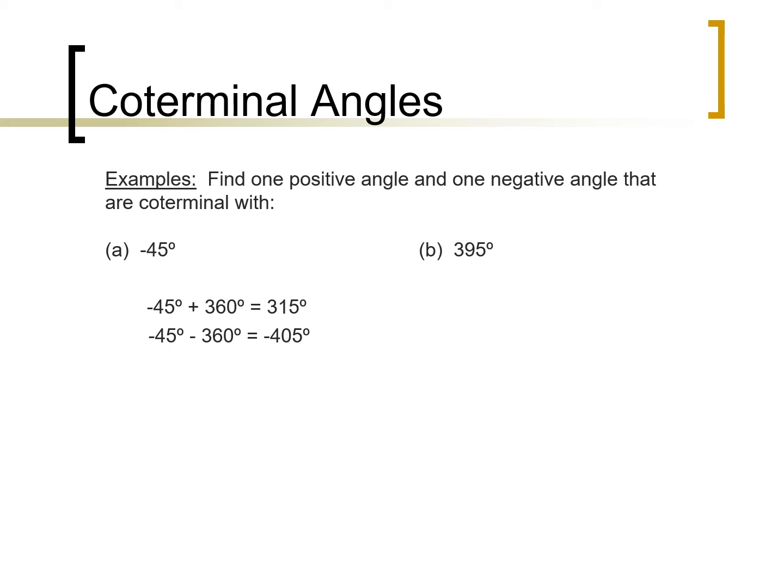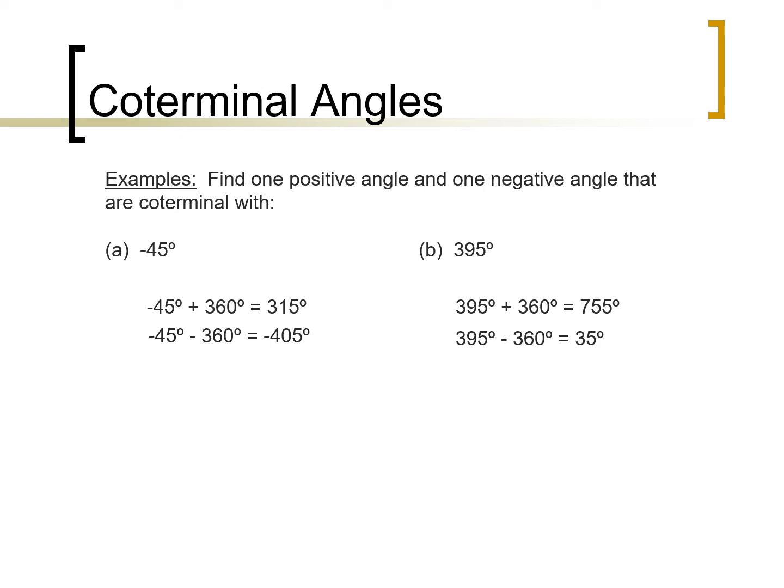In letter B, we could certainly take 395 degrees and add 360 degrees to that. We would get a positive coterminal angle. Let me start with that again: 395 degrees, add 360 degrees, we get 755 degrees, a positive coterminal angle. If I then go back to 395 and subtract 360, I get 35 degrees, another coterminal angle, but that's also a positive angle. Either of those would count as the positive angle coterminal with 395.